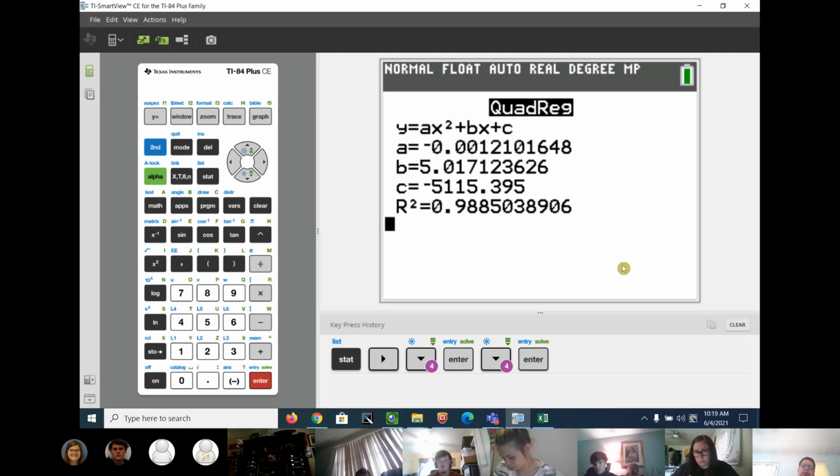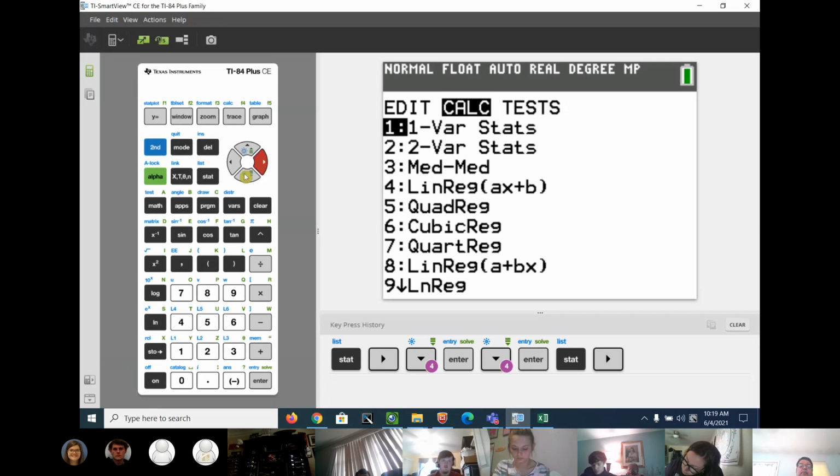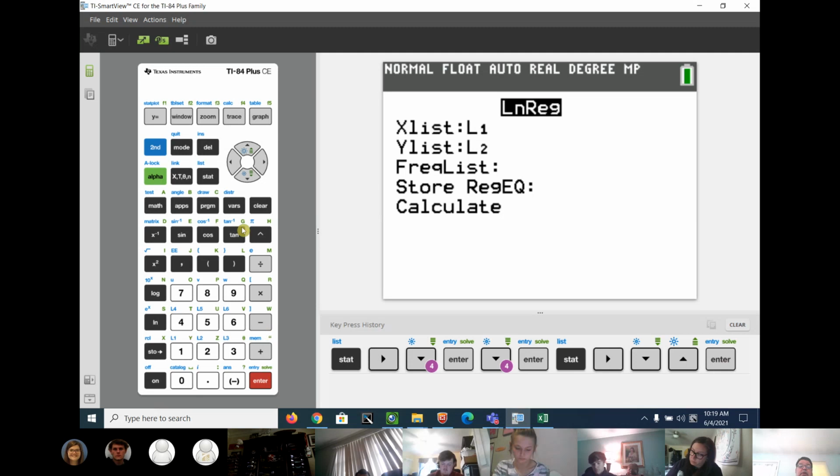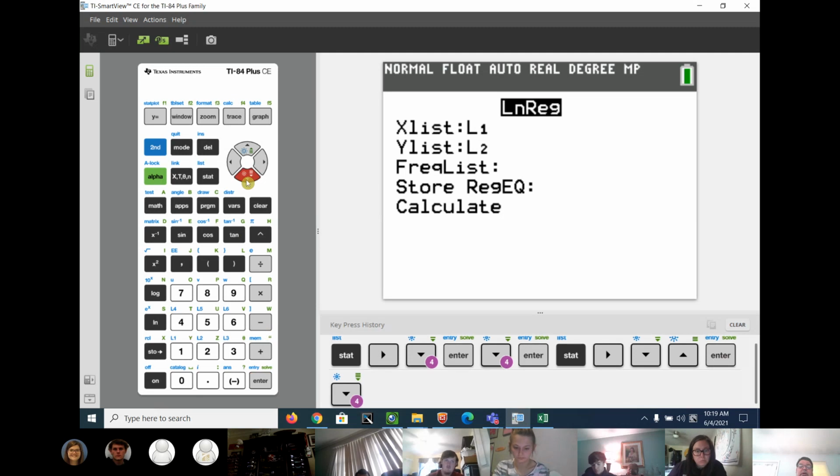And let me go ahead and pull up the logarithmic after everybody writes down -5,115,395. Okay, now I'm going to do the logarithmic. Stat, calculate, natural log, and calculate, and let you write that down.